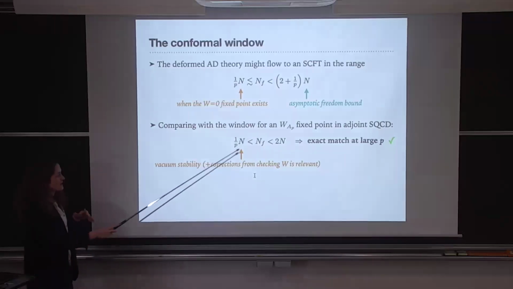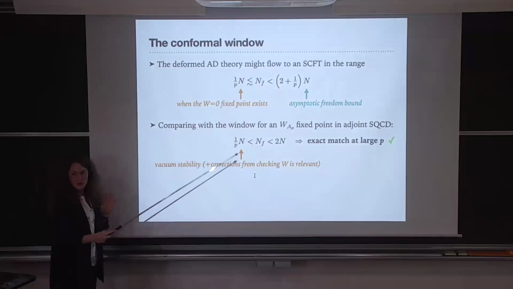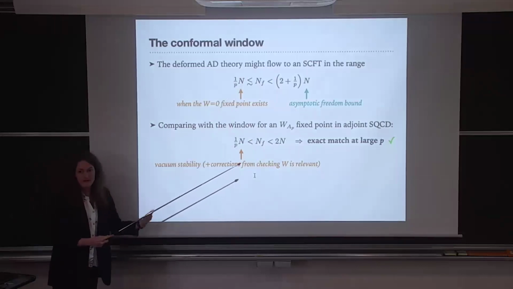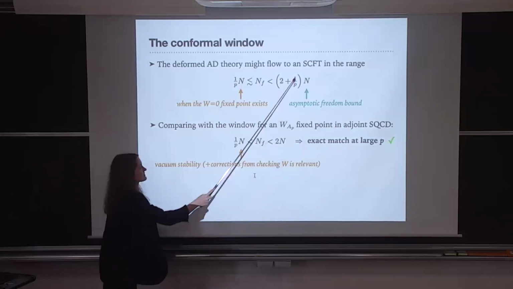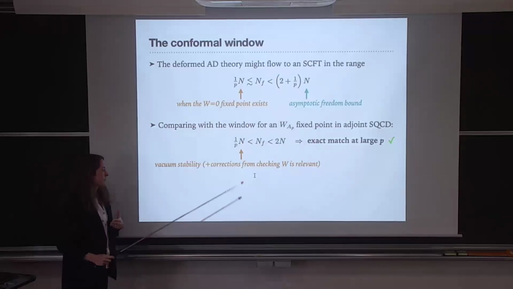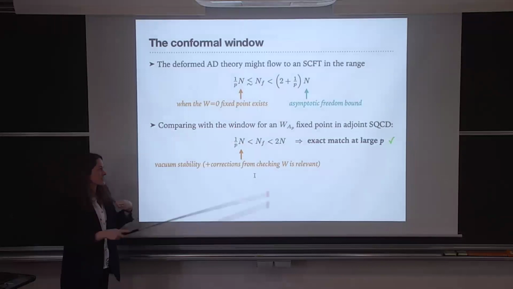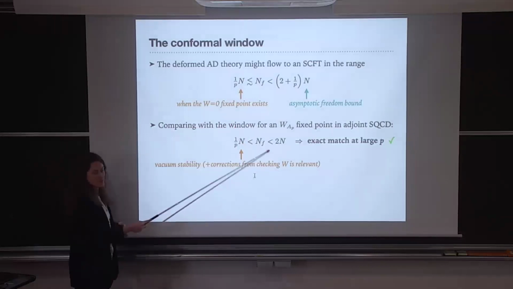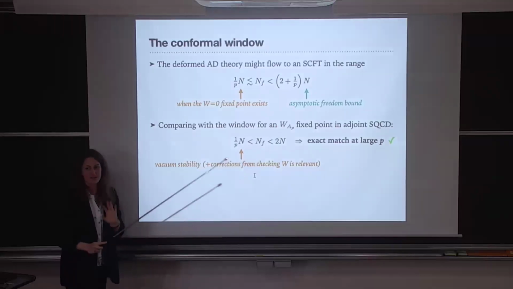It's not necessary that we get exactly the same window, but it is of course necessary that these windows overlap if we're claiming a duality of this fixed point. But not only do the windows overlap, they actually exactly match at large p, which is, I think, pretty interesting. So the claim is that as p gets large, these theories are dual for the entire range that the fixed point exists on the Lagrangian side of the duality. That's the claim.